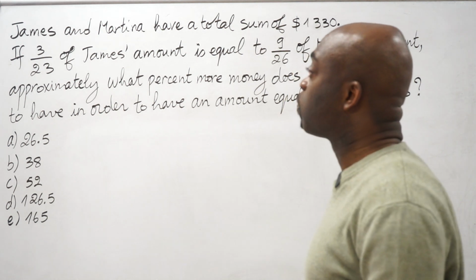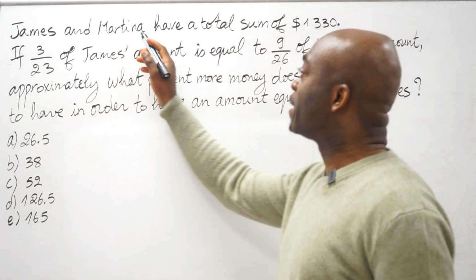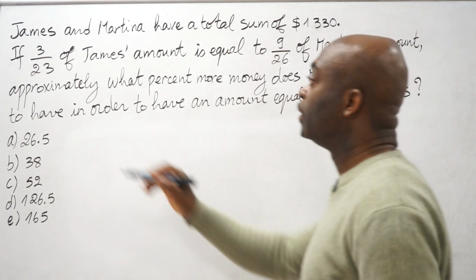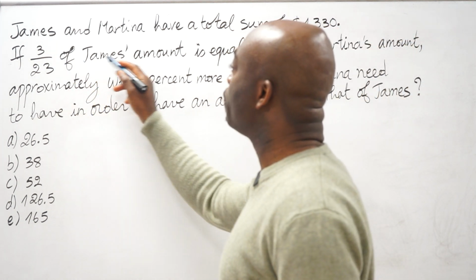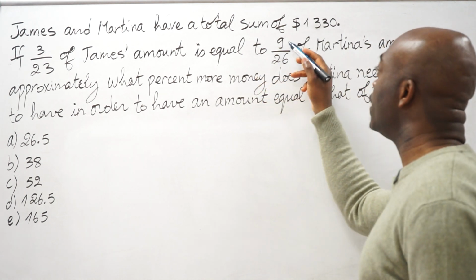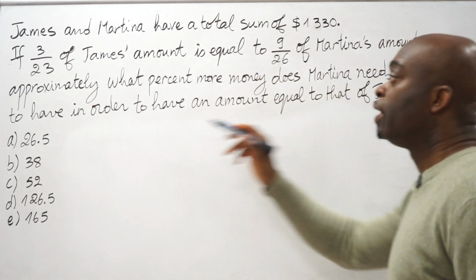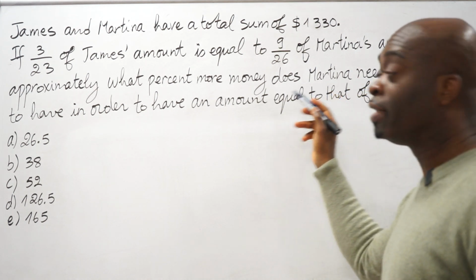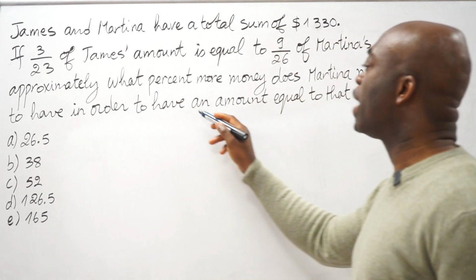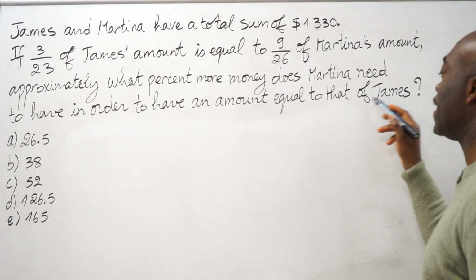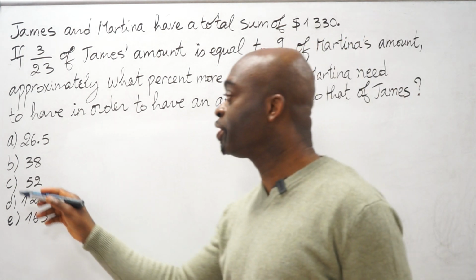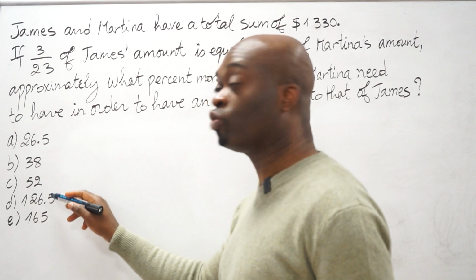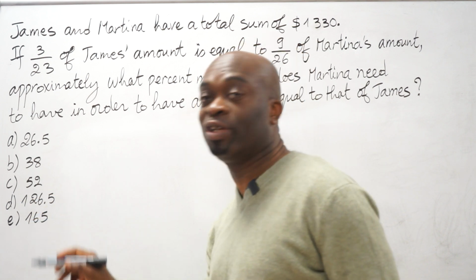Let's solve this nice problem here. James and Martina have a total sum of $1,330 together. If 3/23 of James's amount is equal to 9/26 of Martina's amount, approximately what percent more money does Martina need to have in order to have an amount equal to that of James? We have possible answers here: A, 26.5; B, 38; C, 52; D, 126.5; and E, 165.